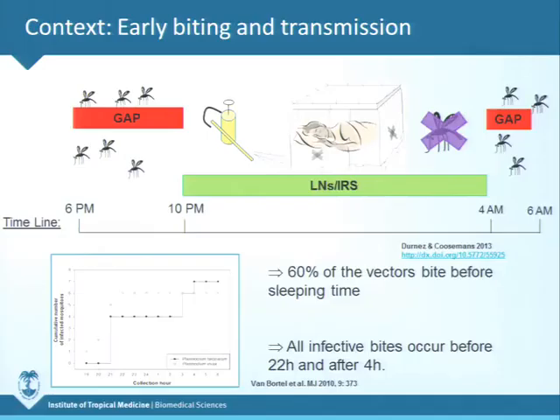in this area. As you can see here on the graph, this is a graph of malaria transmission in the central part of Vietnam, where you can see that 60% of the vectors are biting before sleeping time, and we have all the infective bites occurring, but there are no infective bites that occur during the night, but only here in the morning and in the evening.